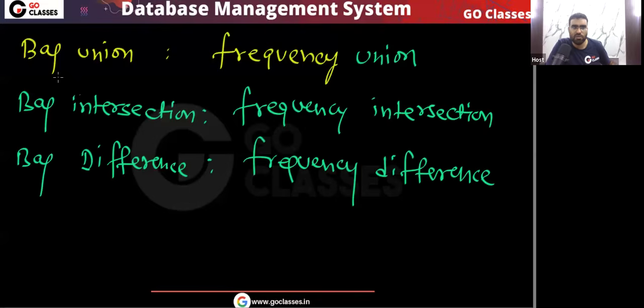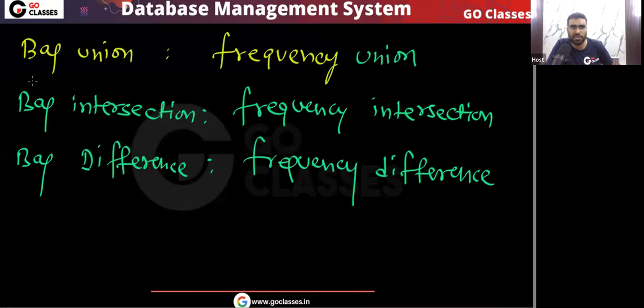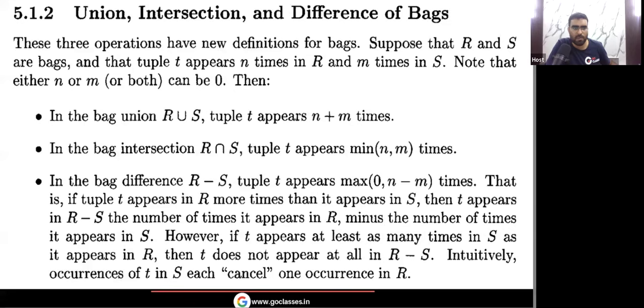So again, I'm telling you that bag union means frequency union, bag intersection means frequency intersection, and bag difference means frequency difference. So these points are very simple. Okay, now let's quickly see some results.